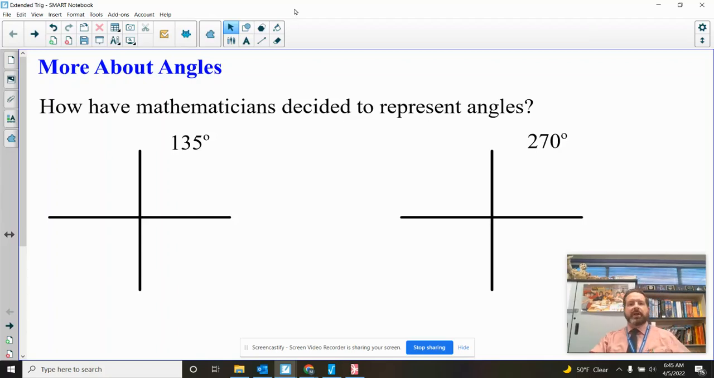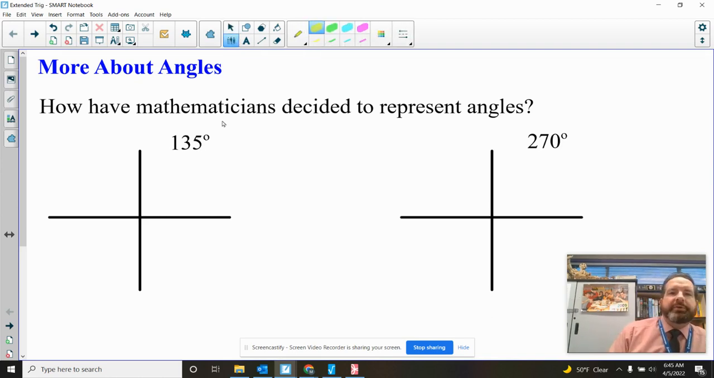Next unit here is going to be all about angles and extending that into some trigonometry again. So it's important to start off by knowing how we as mathematicians have decided to represent our angles. Here's what I mean. When you talk about something like 135 degrees, how do you understand that as a picture? Well, here's how we're going to do it.